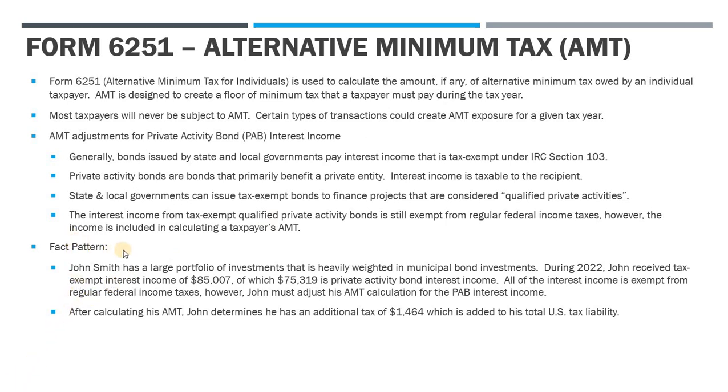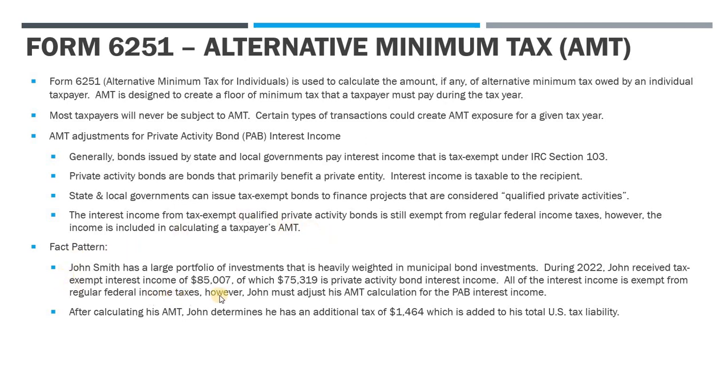Now here's the catch. The interest income, although it might be from a qualified private activity and it's exempt from federal income tax, it is not exempt from alternative minimum tax. And so this is where the adjustment has to occur.